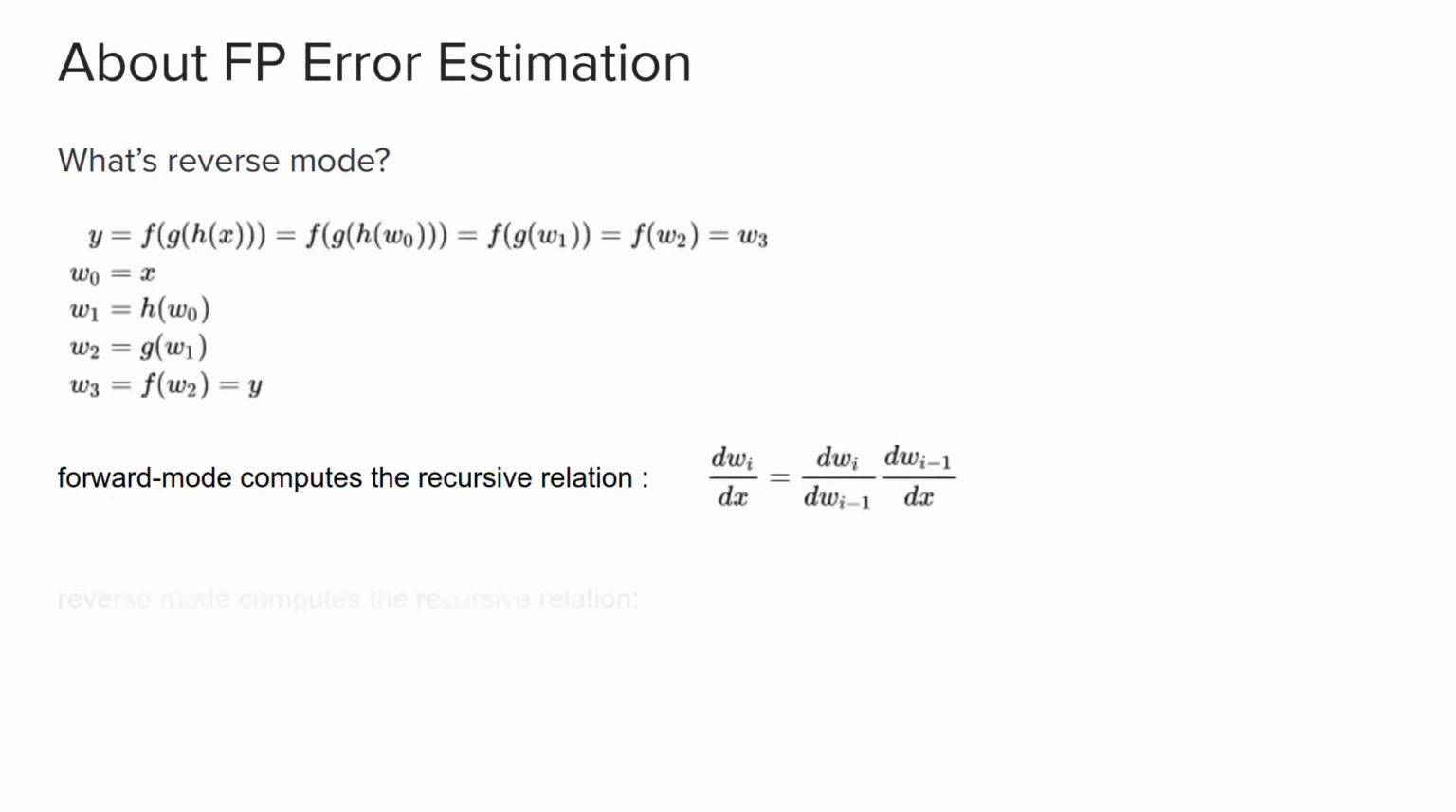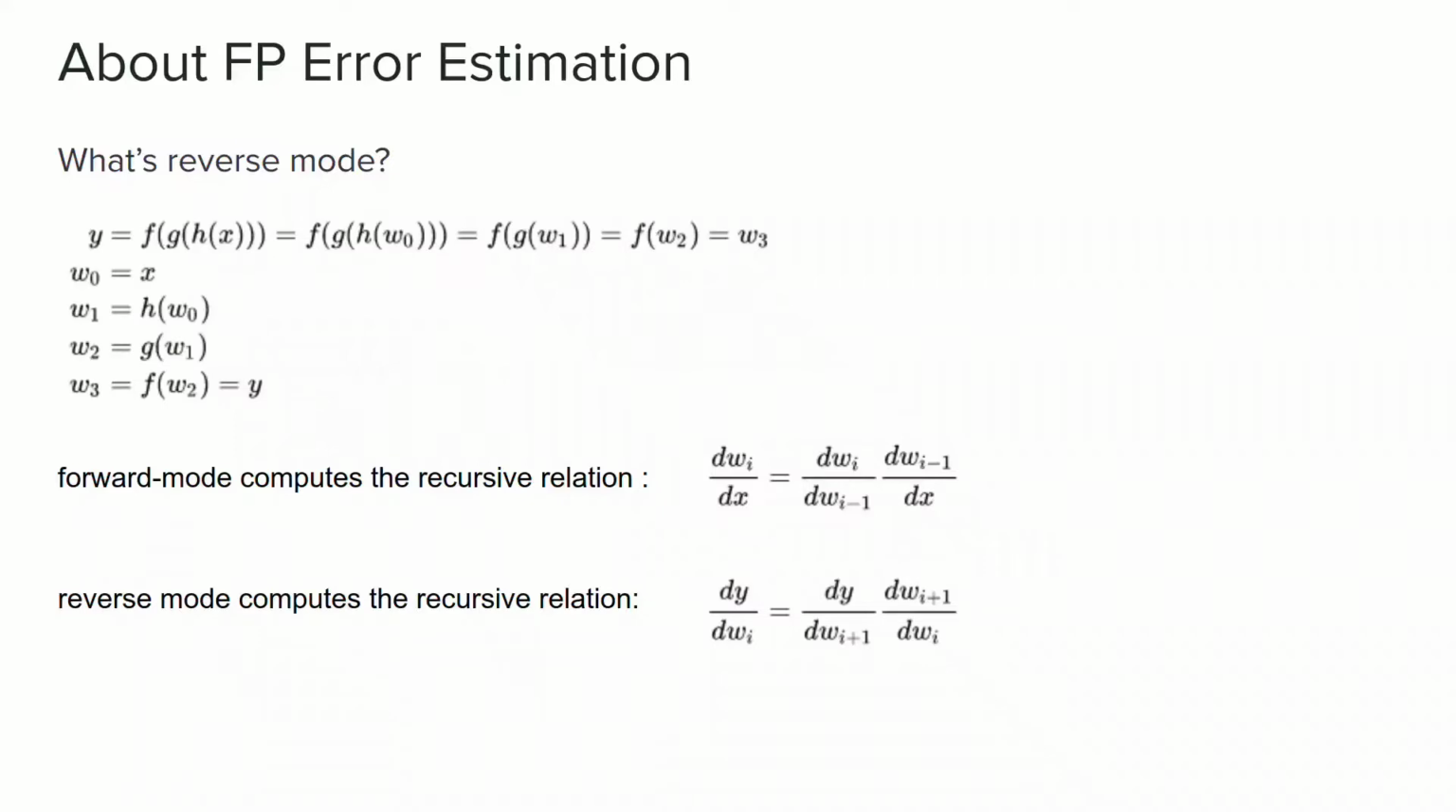optimized. However, reverse mode AD computes the following recursive relationship, which is the derivative of the output with respect to each intermediate value. And as you can tell, this gives us the value that we need without the added cost of running it again and again. Only one pass of reverse mode computation will get us all of the derivatives we need. So that's why we use reverse mode AD while calculating the derivatives.